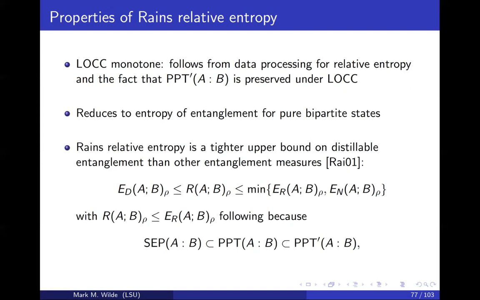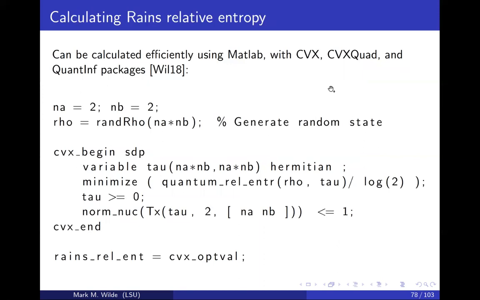The main application of the Rains relative entropy is that it's a tighter upper bound on distillable entanglement. It's tighter than relative entropy of entanglement, and it's tighter than log negativity. So if you're trying to bound distillable entanglement, it's better to use the Rains relative entropy because it'll be tighter in some cases of interest. Additionally, a nice feature is that you can calculate the Rains relative entropy.